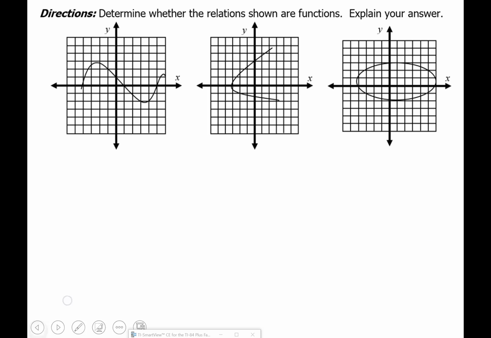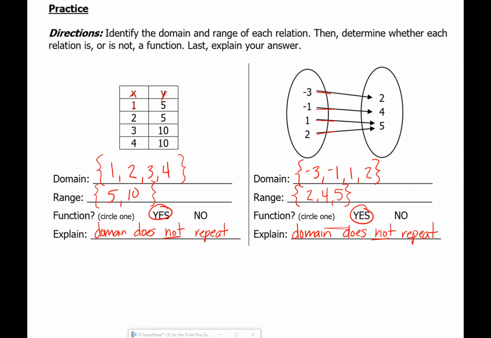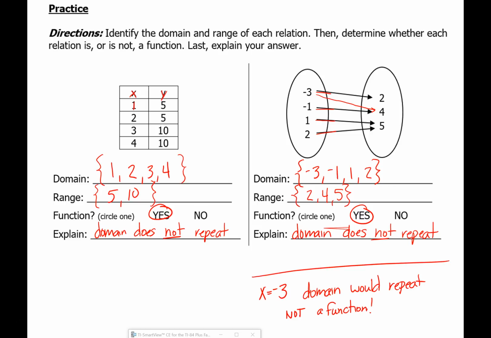What would have happened if my map had an arrow going from -3 to 4 in addition to the other 2 arrows? Well, that would mean that this is not a function because at x is equal to -3, the domain would repeat. In that case, I would have circled no for not a function. Luckily though, that's not what our question asked us, because the map did not show that. There was no arrow there, and so we could say yes, it was a function.